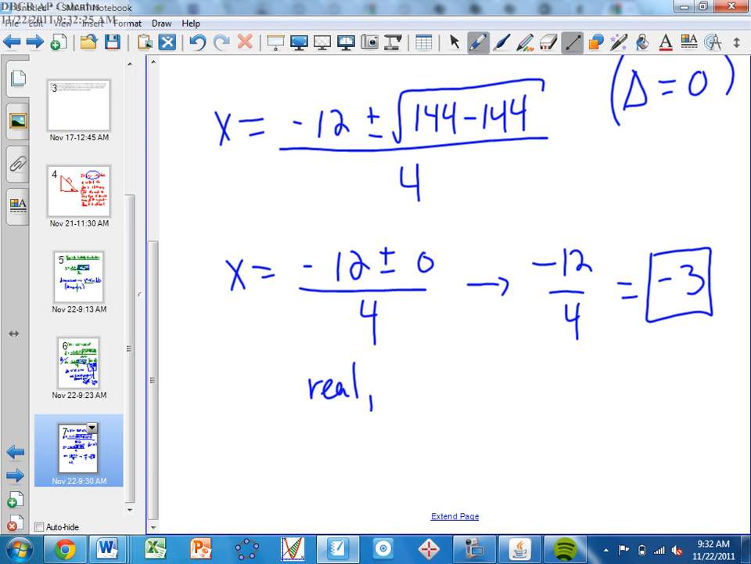And last time we said they are distinct, meaning they're different. But now they're the same, aren't they? So we call this repeated. So the roots are real, repeated, and clearly this is not irrational anymore because it's a whole number. It's an integer. An integer value is not irrational, but it is rational. It is real, it is repeated, and it happens to also be rational.